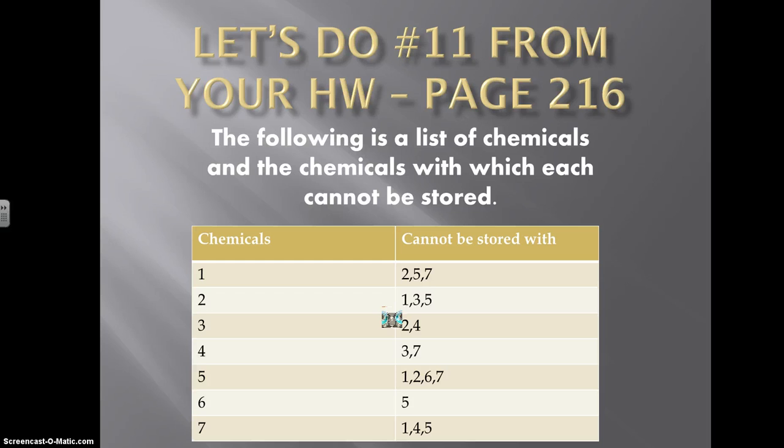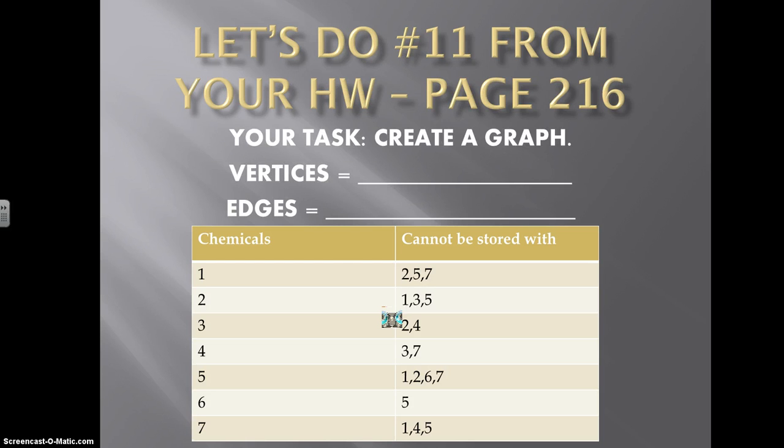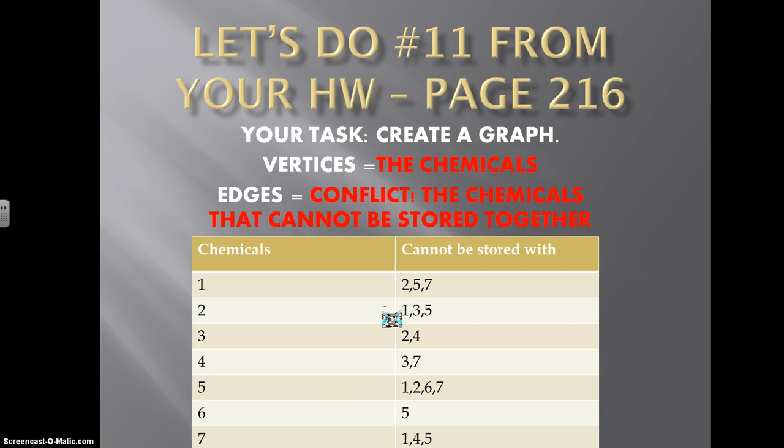All right, and finally, we're going to look at a problem from your homework tonight. So this problem deals with chemicals that cannot be stored in the same lockers. So the first thing you need to determine is what should the vertices represent and what should the edges represent. So in this problem, what do you think the vertices should represent and the edges? All right, take a look if you were right. The vertices obviously are going to be the chemicals, and the edges will represent which chemicals cannot be stored together because they are in conflict with each other.